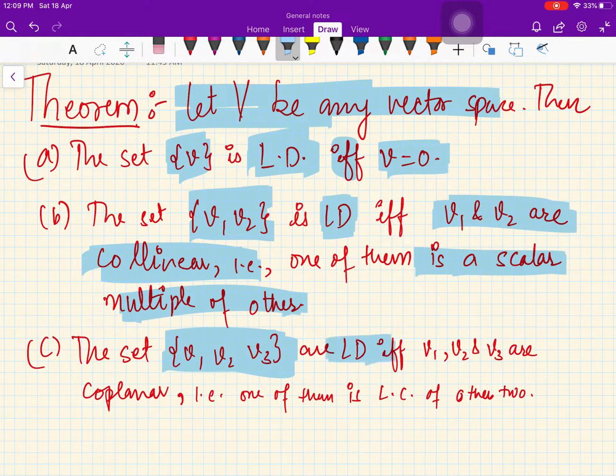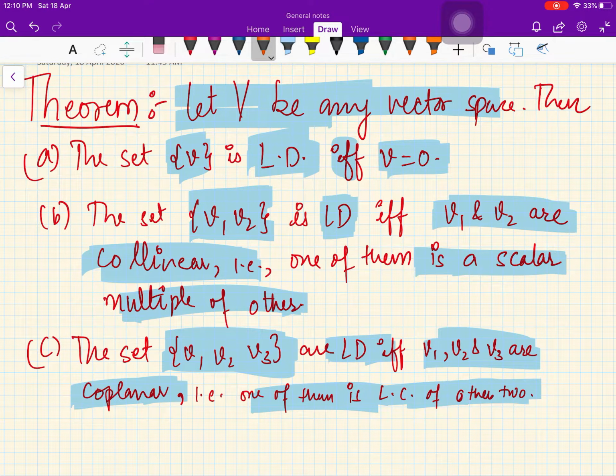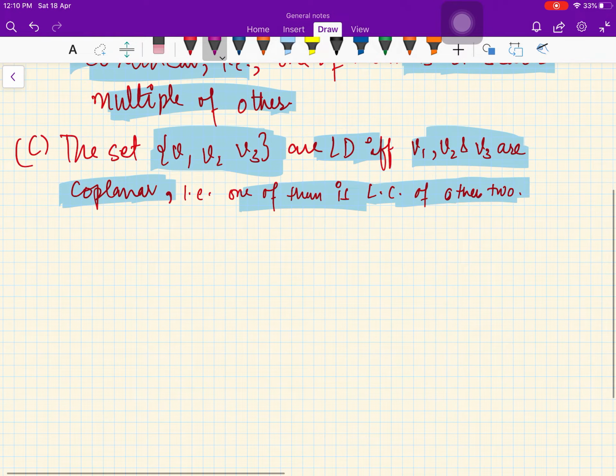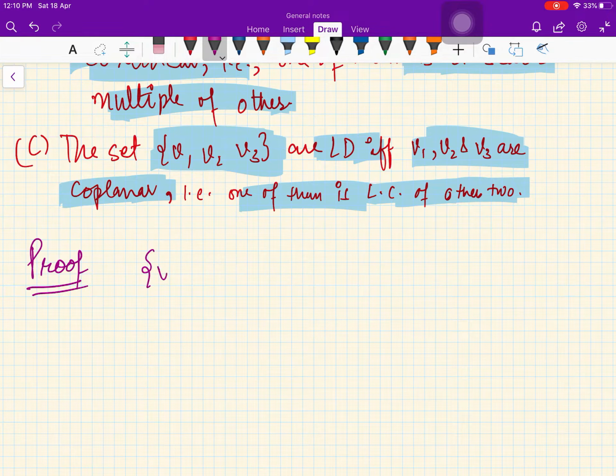This we already know. And then we will prove that if you have a set of three vectors, then they are linearly dependent if and only if they are coplanar. It means that one of them is a linear combination of the other two. So let us prove it. I'll first prove the first part.